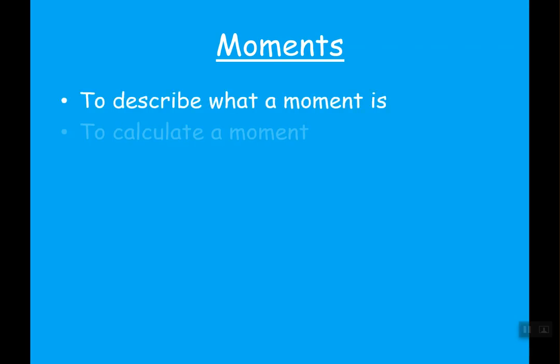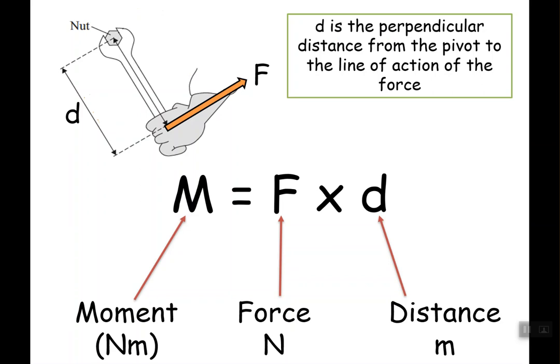So this is where we get the equation for moments. Moment equals force times distance. Force is measured in newtons, distance in meters, and moments in newton meters. The way we get that is by substituting the units into the equation: newtons times meters, newton meters.